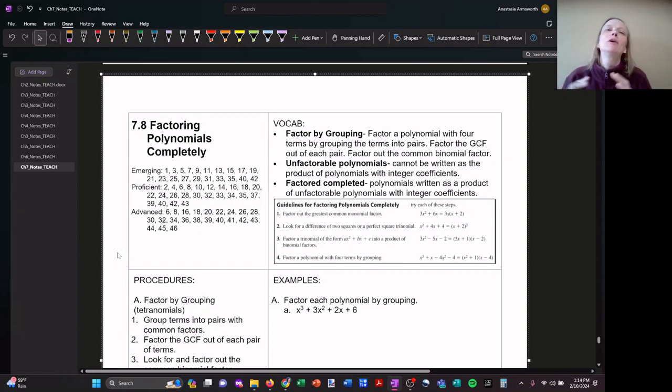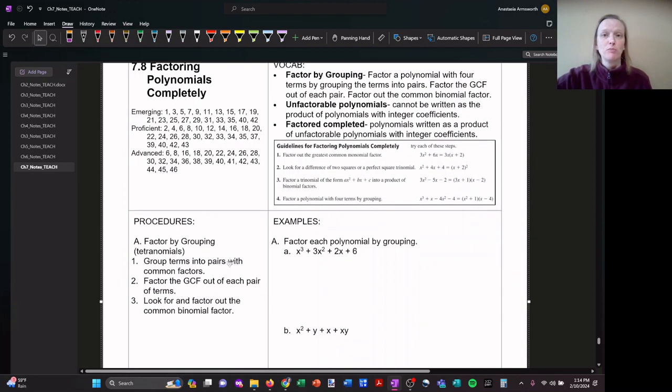Hi, folks. Today we're going to tie all of our factoring skills and strategies together to learn how to factor polynomials completely. There is one more skill we need to learn before we can factor polynomials completely. We need to learn how to factor by grouping.